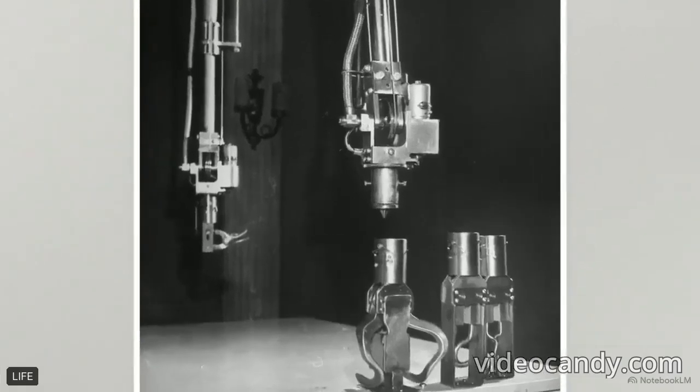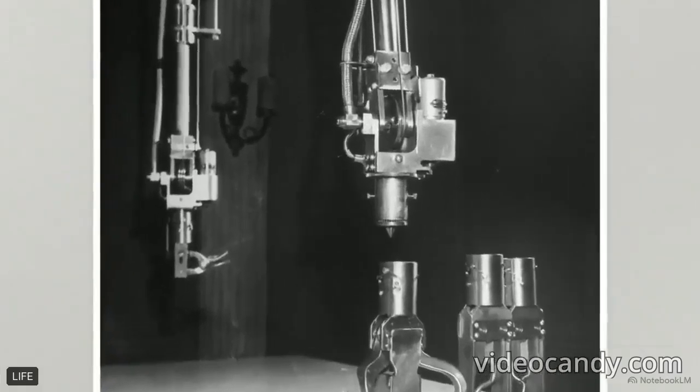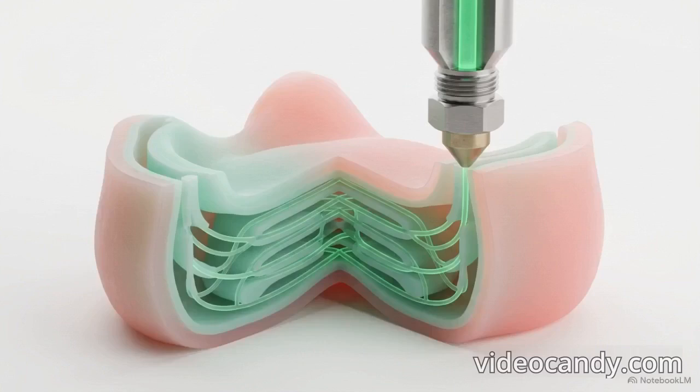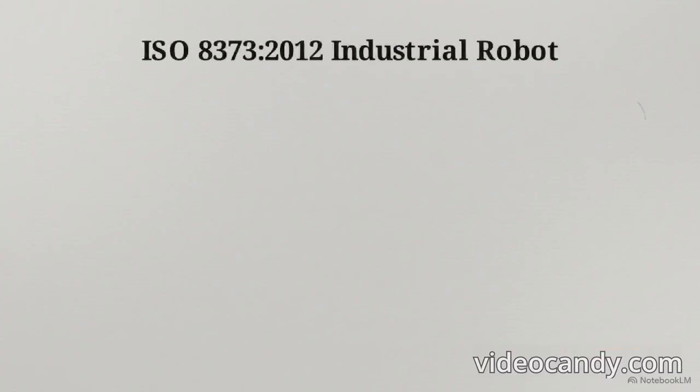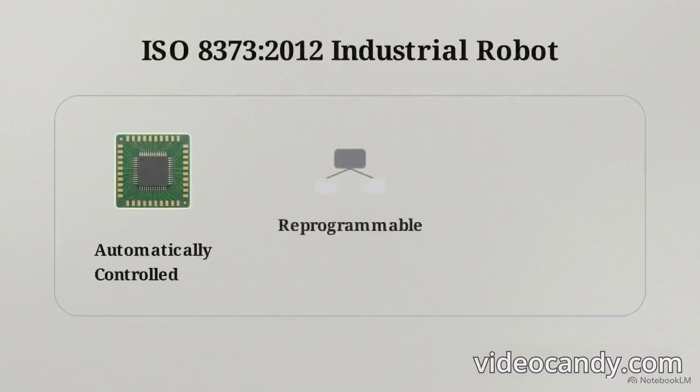By tracking the mechanics of these machines, from the heavy, fixed steel arms of the early 20th century to the fluid, soft bodies being printed in labs today, we can see a clear evolutionary line driven entirely by 3D physical geometry. To trace that line, we start at the absolute baseline of automation, the industrial robot. The International Organization for Standardization defines this baseline in ISO 8373.